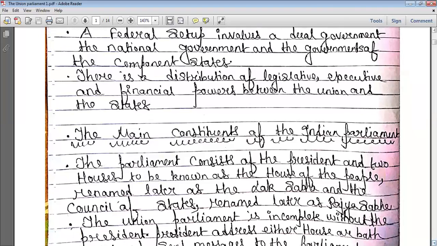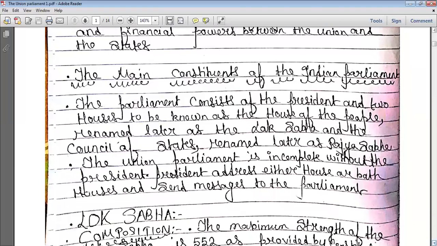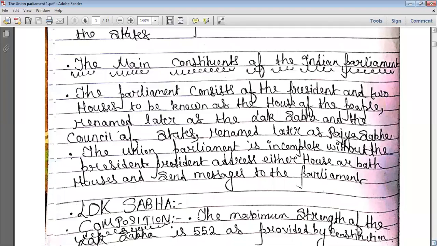Next, a very important topic for the exam, I have already told you, the main constituents of the Indian Parliament. What is the composition of the Indian Parliament? The Parliament consists of the President and two houses, to be known as the House of the People, renamed later as the Lok Sabha, and the Council of States, renamed later as the Rajya Sabha. That means the Parliament consists of, at the top, the President, then the two houses, the Lok Sabha and the Rajya Sabha. Lok Sabha members are directly elected by the people.